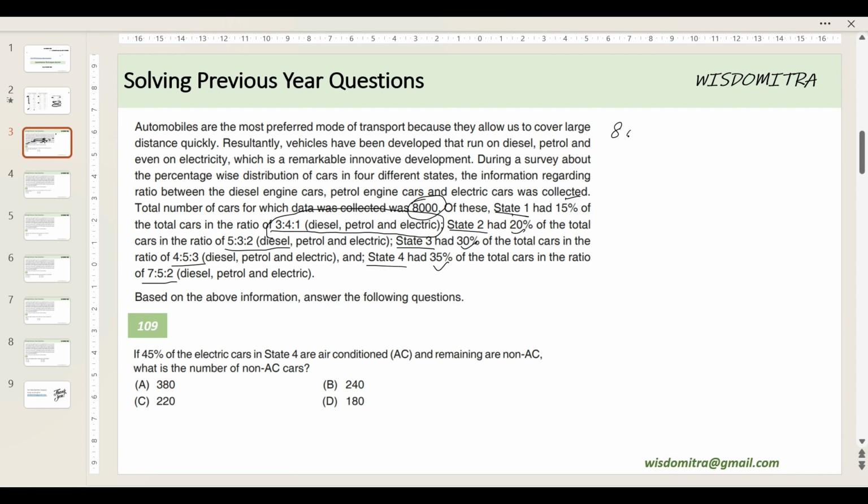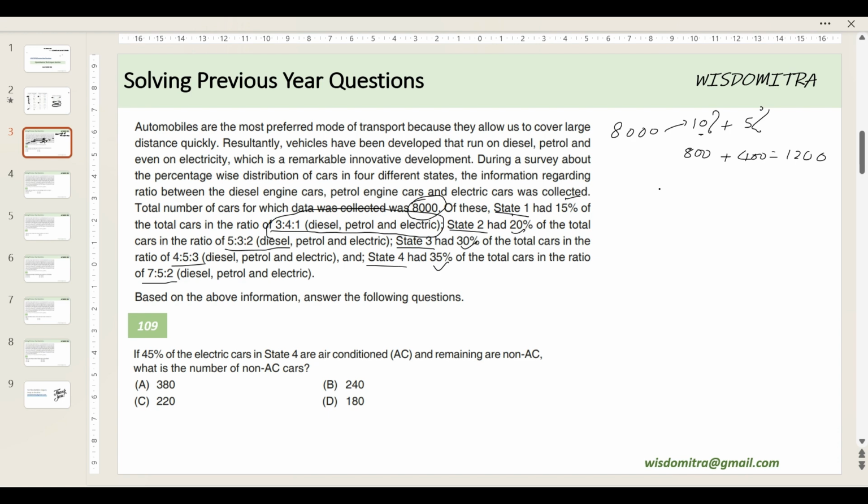So if we take 8,000, what is 10%? Effectively, it's saying 15%, right? State 1 had 15%, which means 10% plus 5%, right? 10% is nothing but one zero less than the total, so it would be 800, obviously. And what is 5%? Half of 10%, that is 400. So effectively, state 1 has 1200 vehicles in total.